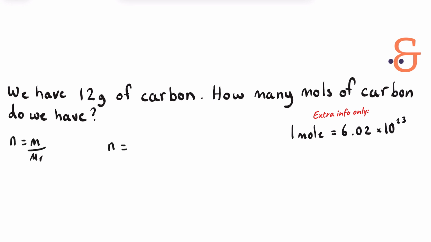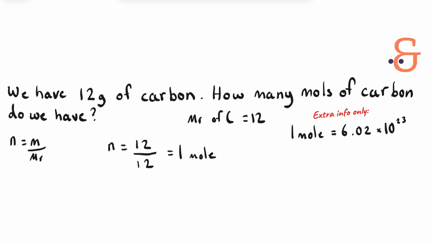We've been told the mass, so that's 12. And the only thing that we're missing is the Mr. So to find the Mr of carbon, all we need to do is look at the periodic table and look at the atomic mass, which for carbon is going to be 12. So that gives us 12 over 12, which is 1 mole. And that's it for that question. We've got 1 mole of carbon.